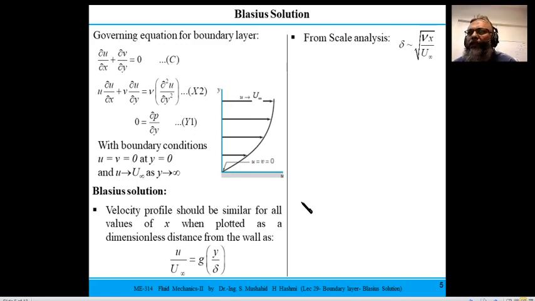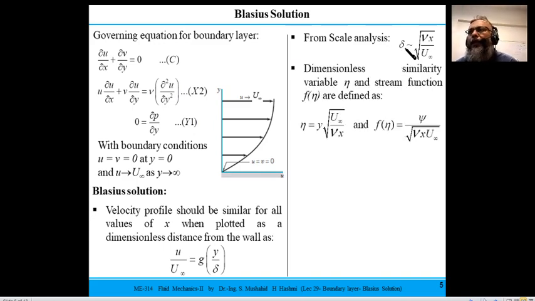So from our knowledge of the scale analysis, we know the order of the boundary layer thickness delta is much smaller than the characteristic length, and we have introduced here a similarity variable eta. If we relate that single variable eta with some stream function, we already know from our potential flow knowledge that by differentiating the stream function you will be able to get the velocity components. So this is what we will do here.